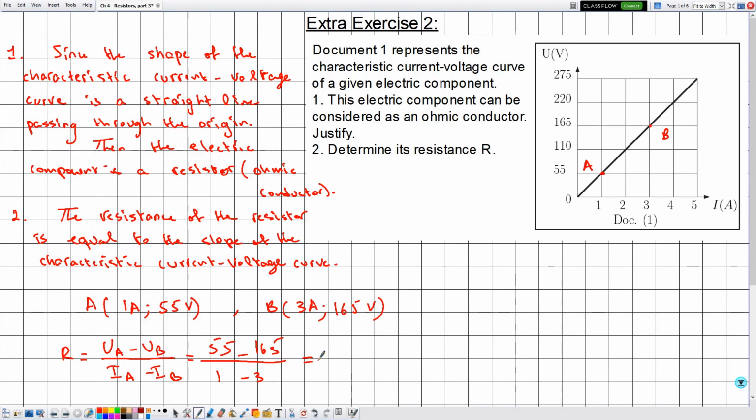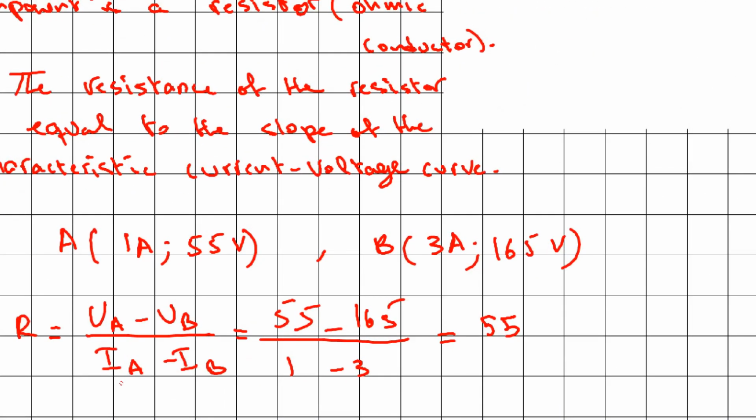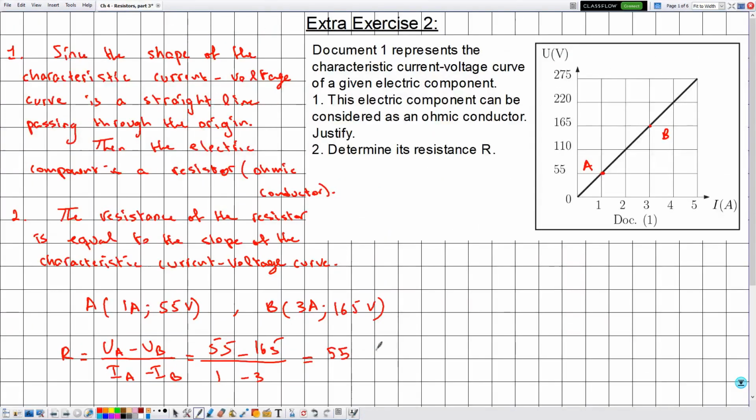Now plugging this fraction on the calculator, the value of R is given by 55. Since all of these quantities are expressed in the SI, the value of R will be in the SI, which is ohms. Then R, which represents the resistance of the resistor, is given by 55 ohms. So this is it for extra exercise number 2.